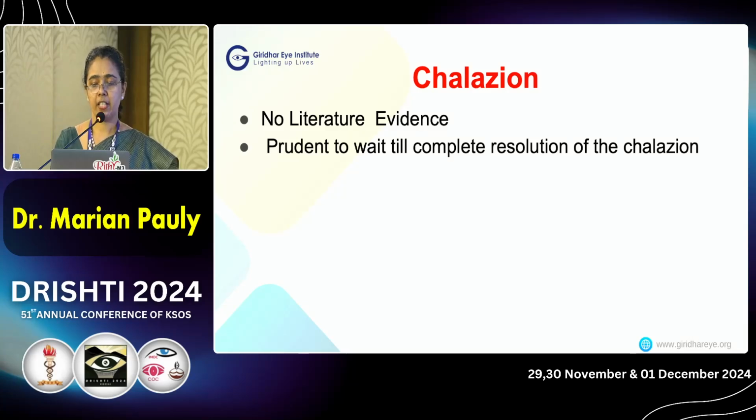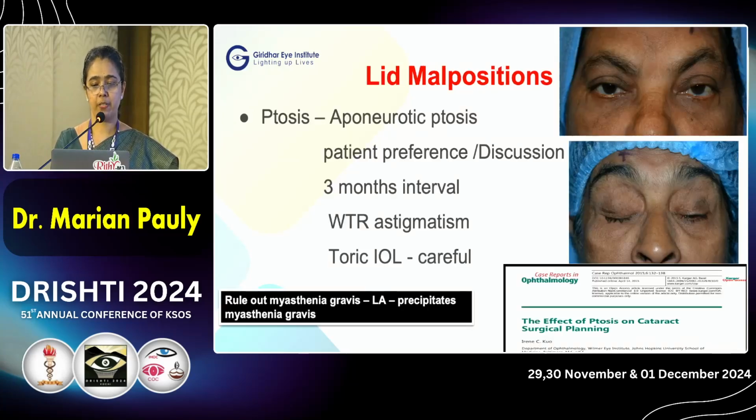The thing is, it can have acute inflammation in the postoperative period. Coming to lid malpositions, ptosis, mainly we see aponeurotic ptosis in this age group. So mild ptosis, you can go ahead, but in severe ptosis, again, the discussion between the surgeon and the patient. Between cataract surgery and ptosis surgery, at least a 3 month interval. The main thing is now everything is highly demanding. Cataract surgery is like a refractive surgery. So when we are planning a toric IOL, be careful in patients with ptosis.